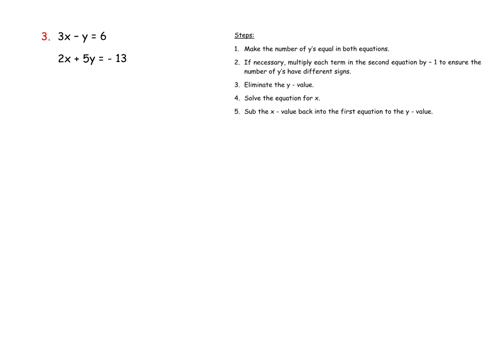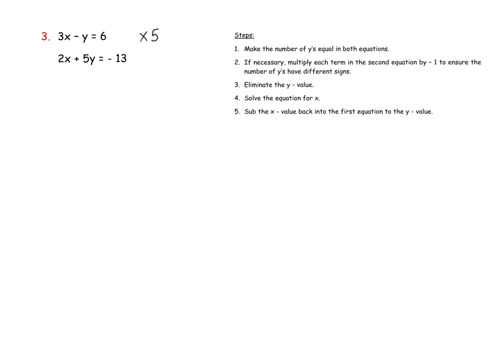Example 3 then has the simultaneous equations 3x minus y equals 6 and 2x plus 5y equals minus 13. So to solve this set of simultaneous equations, we follow the same steps as we always do. We check the number in front of y, and we can see here that the number in front of y in the top equation is 1 and the number in front of y in the bottom equation is 5. So the numbers of y are not the same. So to make the number of y the same, we multiply the top line by 5.